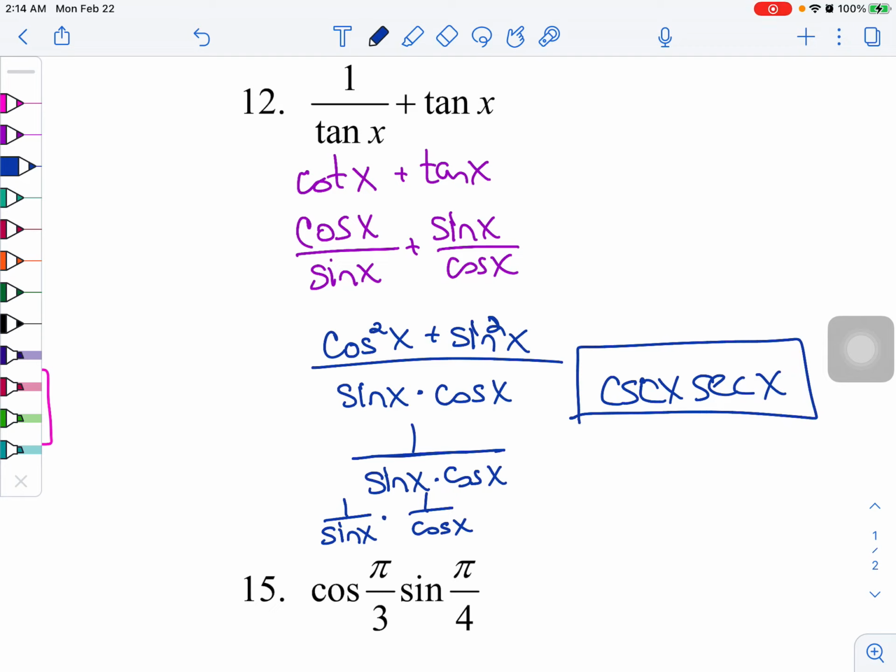So in problem number 12, we can't create a single fraction, a single ratio, but we can take it down to 2 ratios being multiplied together, which is totally fine. So that's problem number 12. That's the end of this video.